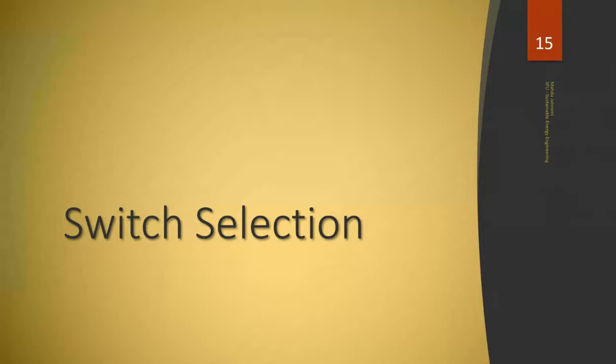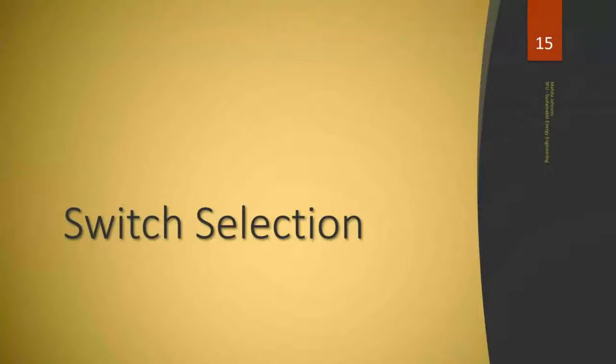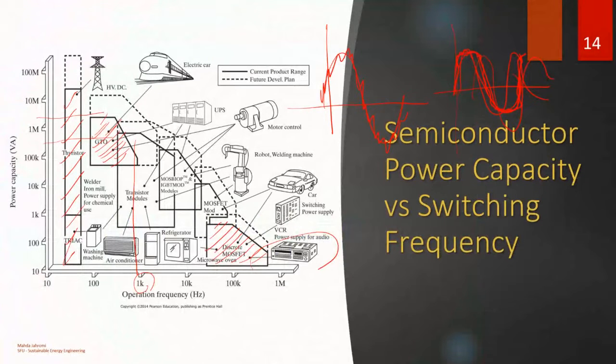Okay, now for switch selection. There are so many different power electronic devices available, and so much research is happening on these as well. For example, you can see in this graph, published in 2014, that the dashed lines show where the research was happening.